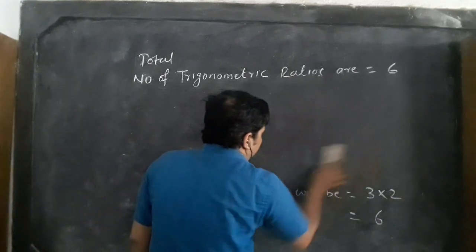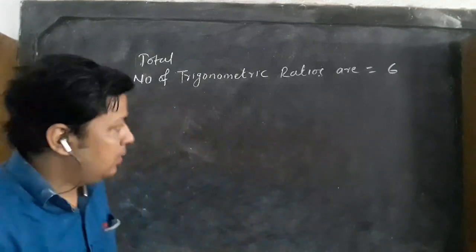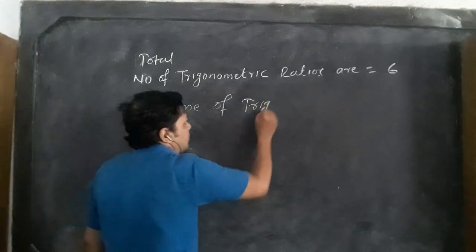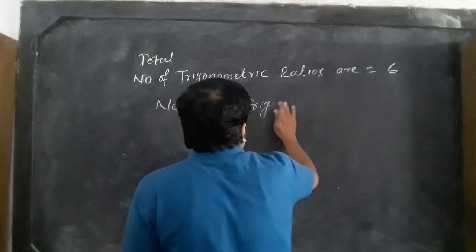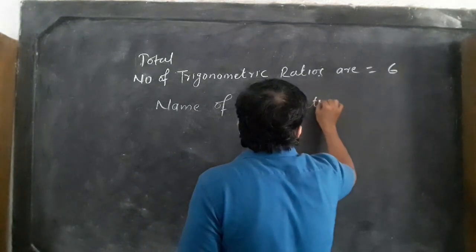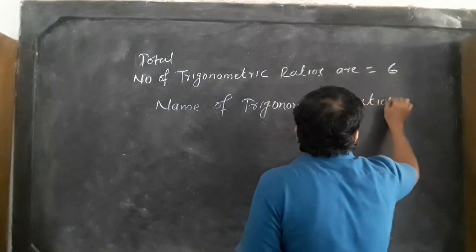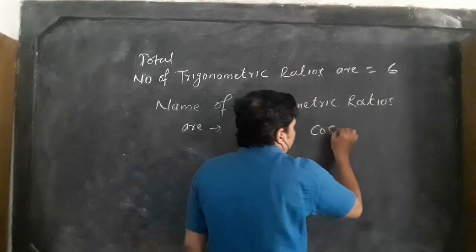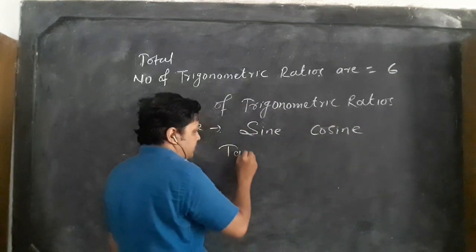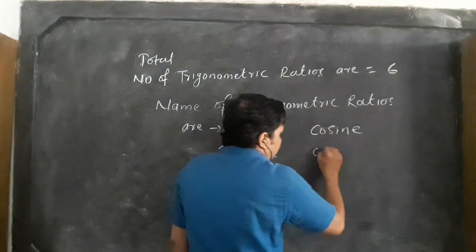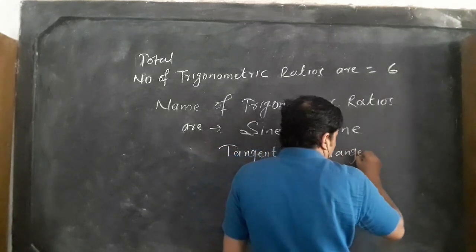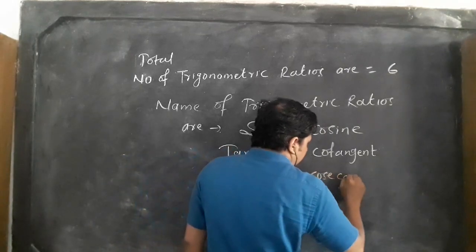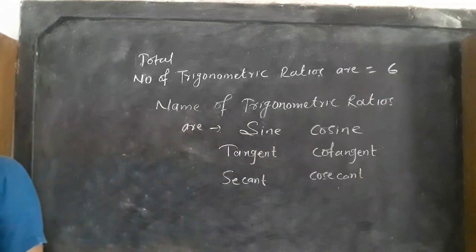Now, as we know, the names of the trigonometric ratios are: one is sine, second is called cosine, third is called tangent, fourth is called cotangent, then secant, and cosecant. These are the actual names of the trigonometric ratios.